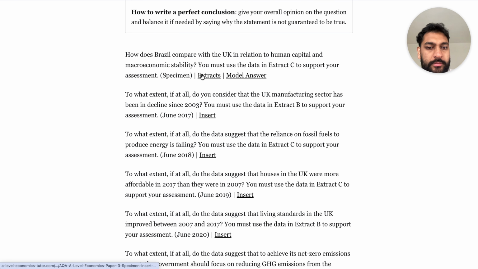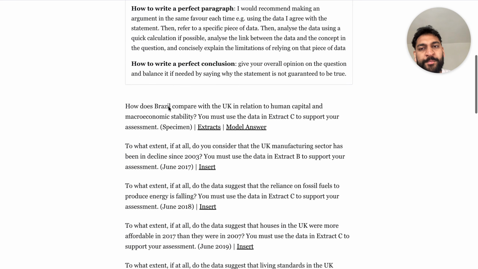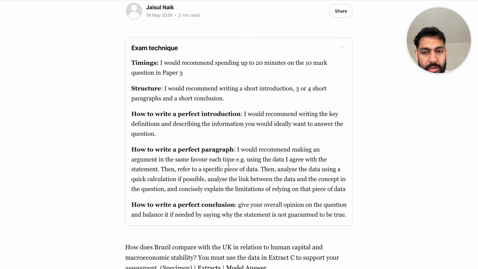So overall, it should be balanced, but you give your opinion. So we can say overall, the data suggests that the UK manufacturing sector has declined. However, it would have been better to have data on blah, blah, blah. Or however, there is a chance that the UK manufacturing sector has been improving because, and it gives a bit of balance.